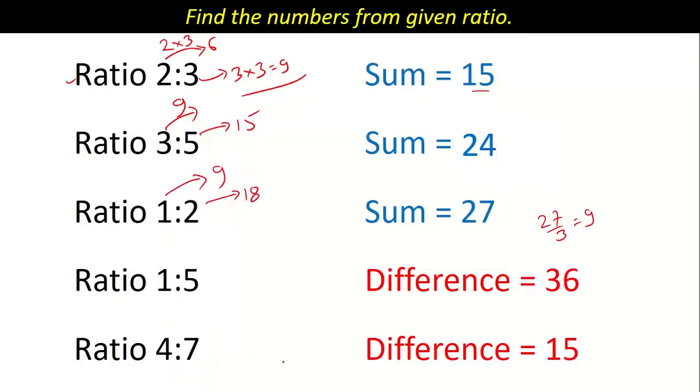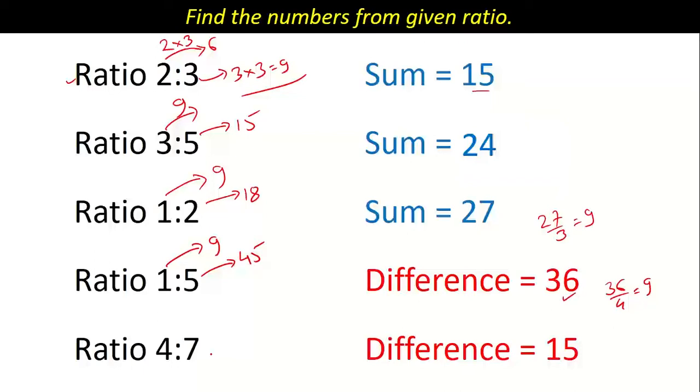In the next example, the difference is given as 36. Now it is 1 part, this is 5 parts. So total 6 parts, but I want the difference. So the difference is 5 minus 1, 4 parts. The value of 4 parts is given as 36. So 1 part is 36 divided by 4, which is 9. So this is 9 and this is 5 9s, which is 45. Please check: 45 minus 9, 36.